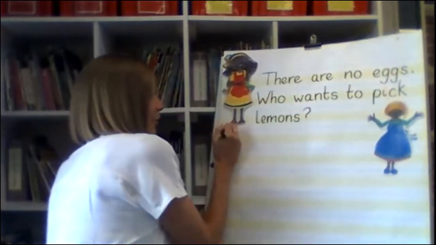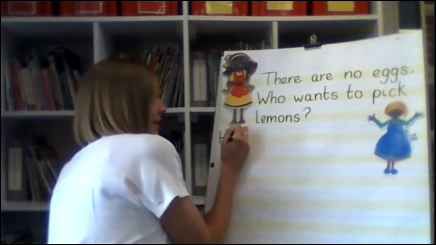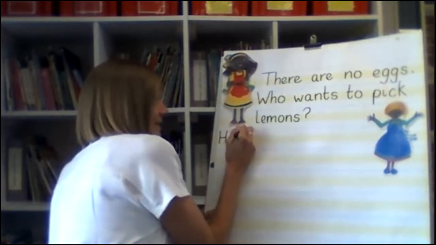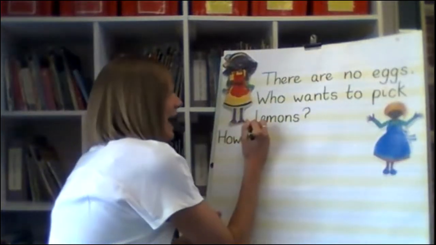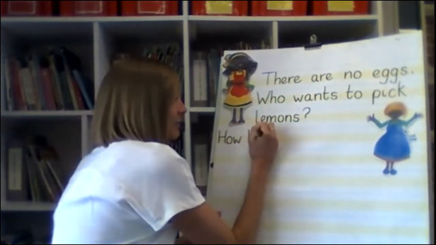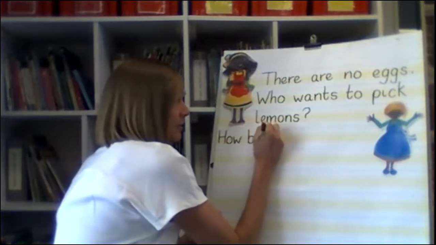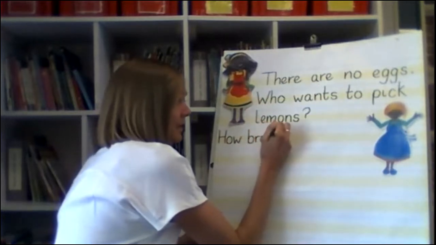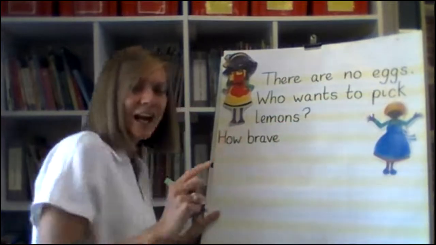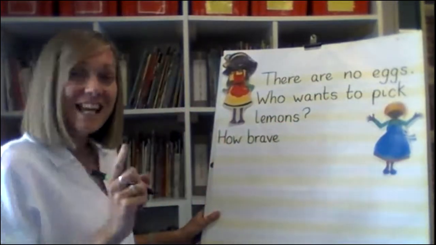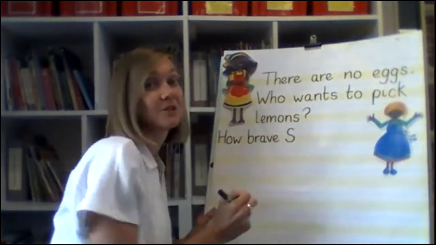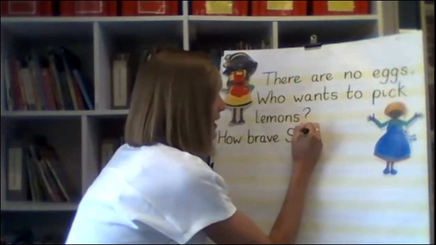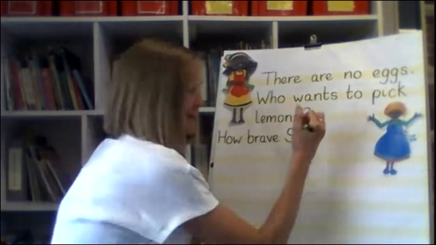So I'm going to start with my how. Don't forget, it's the start of a sentence, so it needs a capital letter. How? How brave Sipo. Now remember, that's a name. So in the middle of our sentence, we need a capital letter. How brave Sipo is.